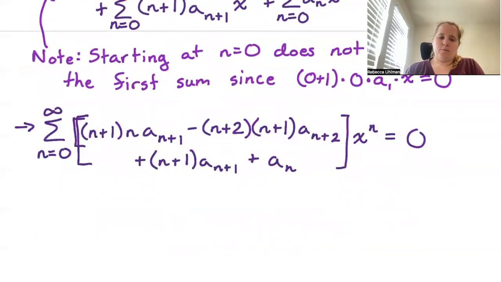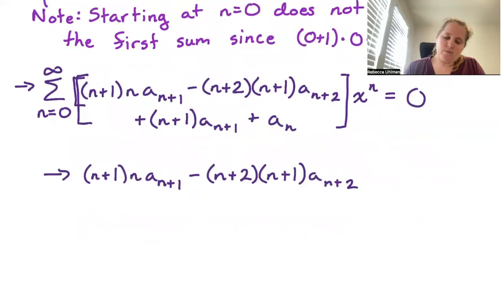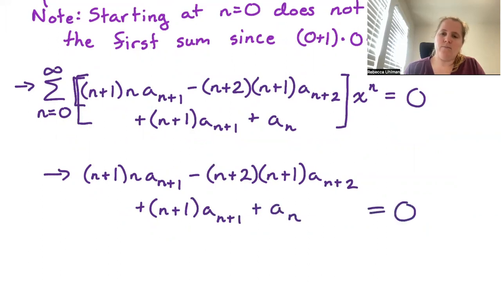So that means that the coefficient in front of x to the n has to equal 0 for every term, right? So this means that n plus 1 times n times a sub n plus 1 minus n plus 2 times n plus 1 times a sub n plus 2 plus n plus 1 times a sub n plus 1 plus a sub n, all of this is equal to 0.